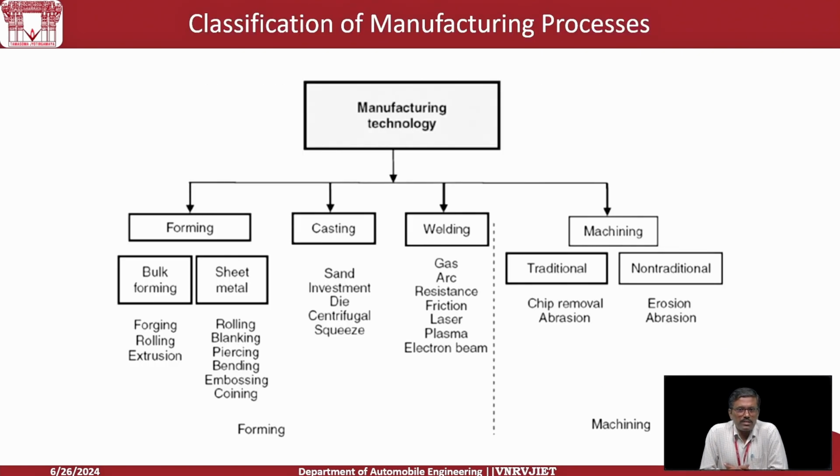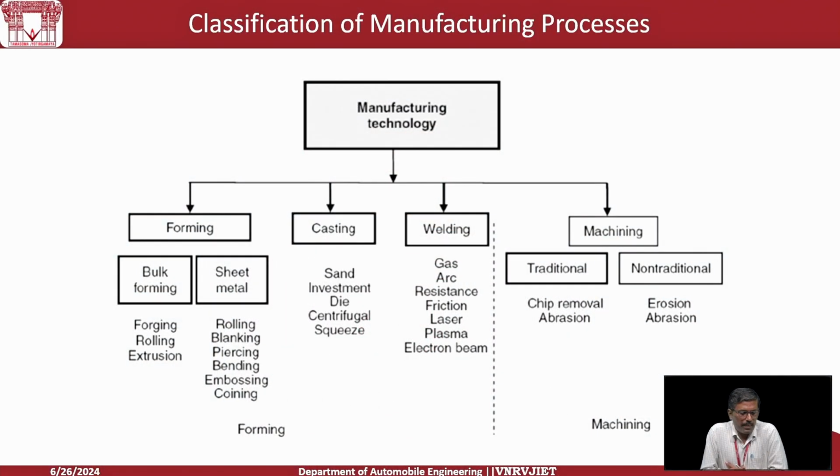Basically, the manufacturing process is classified into four categories. The first one is the metal forming process, the second is the metal casting process, the third is the welding process, and the last is the machining process. The machining process has a separate significance, and we'll discuss that a little later.